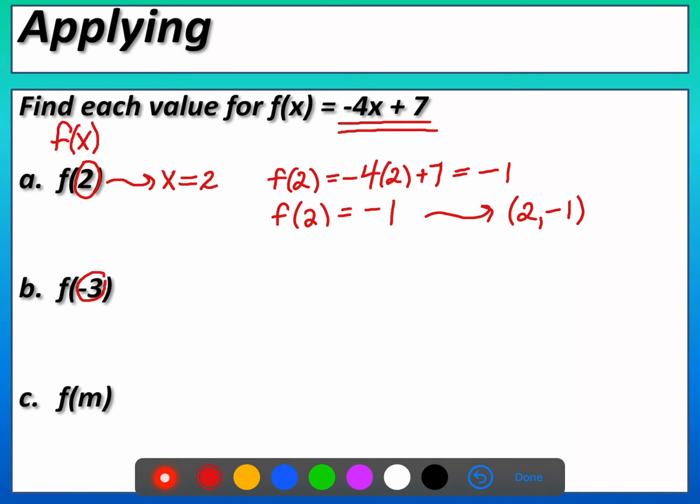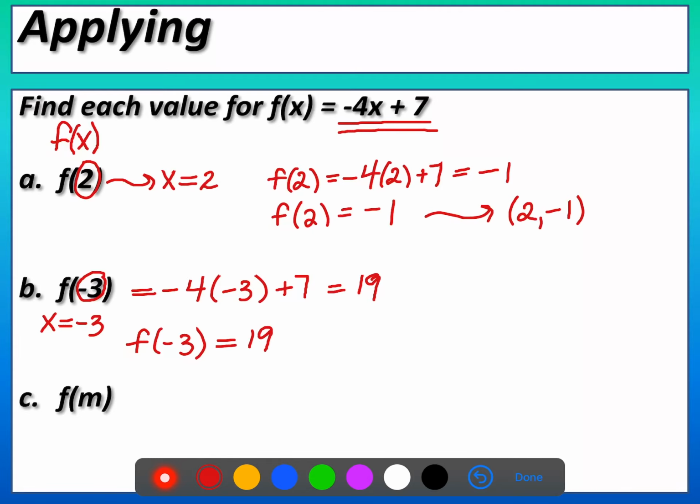So in part B, since the -3 is on the inside of the parentheses, that means that x equals -3. So what we're going to do to evaluate, anywhere in our function that we see an x, we're going to plug in -3. Okay, and then we can evaluate. Okay, so this means f of -3 equals 19. Okay, one more of this kind.